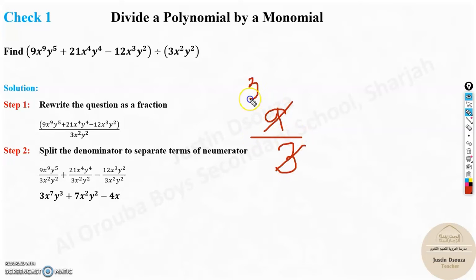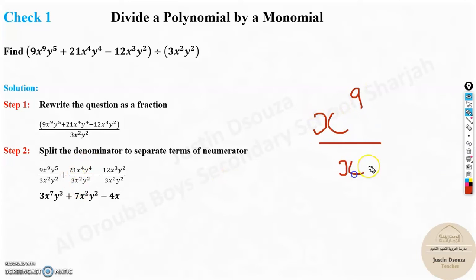So 3 ones are 3, 3 threes are 9. But when it is the powers over here, I hope you remember this. What happens is it becomes subtraction. 9 minus 2. So x to the power 9 minus 2. So this is very important. We have done this already before. So I hope you remember. If you do not, please remember this.